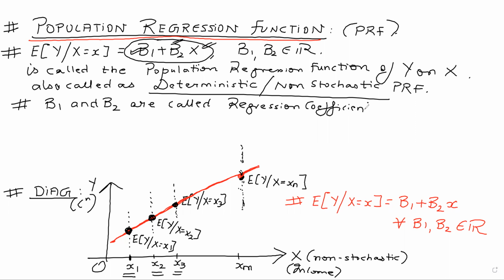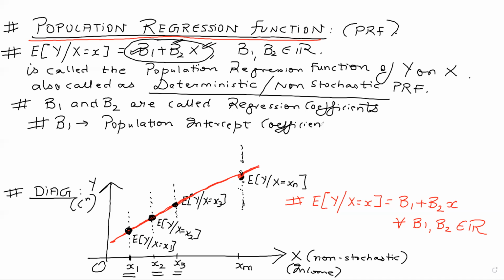Capital B1 and capital B2 are called the regression coefficients. B1 is called the population intercept coefficient, and capital B2 is called the population slope coefficient.